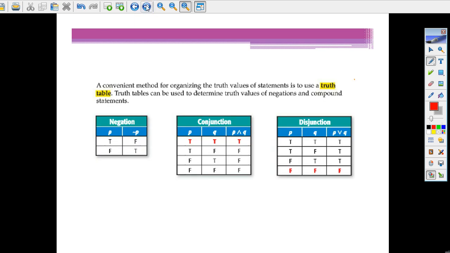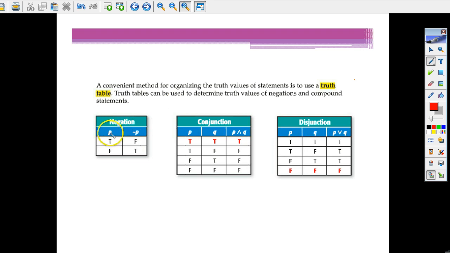Alright, so today I'm going to learn a little bit about truth tables. A convenient method to organize the truth values of a statement is to use a truth table. These are what truth tables look like. Truth tables can be used to determine truth values of negations and compound statements.